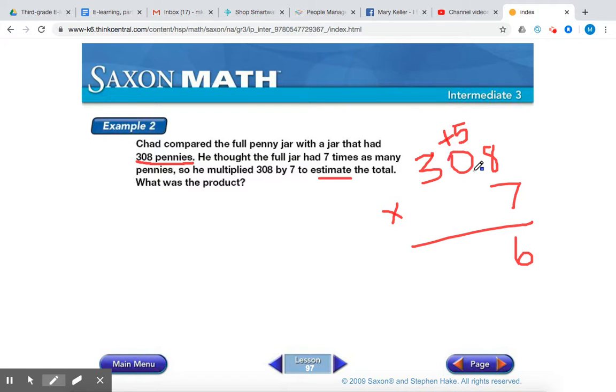All right, and then we have, remember, we multiply before we add. We multiply before we add. 0 times 7 is 0. Plus 5 is 5. All right, and then we go to the 3 times the 7. 3 times 7 is, you said 21. You are correct. So our answer is 2,156. There is about 2,156 pennies in that large jar.